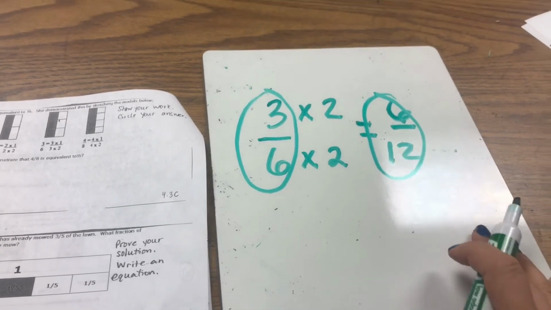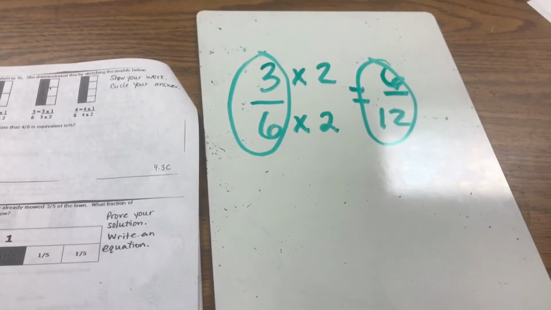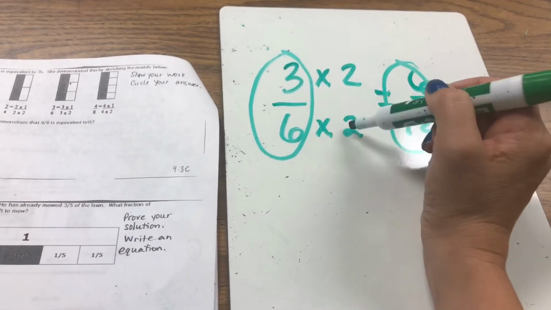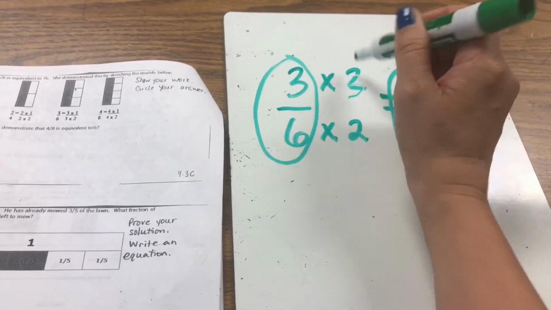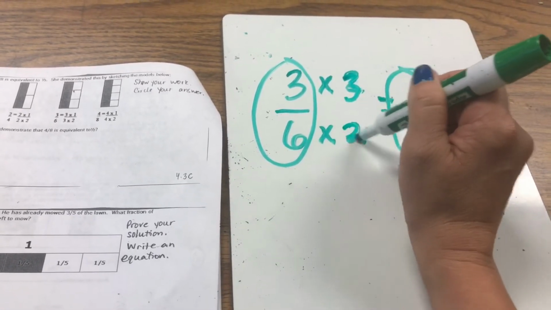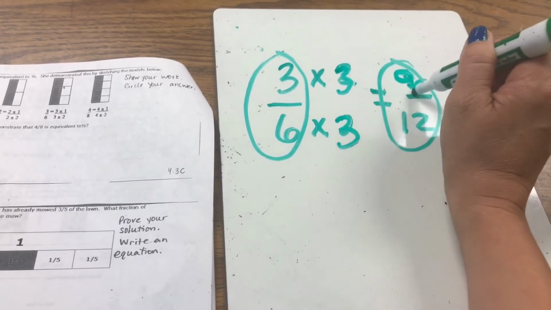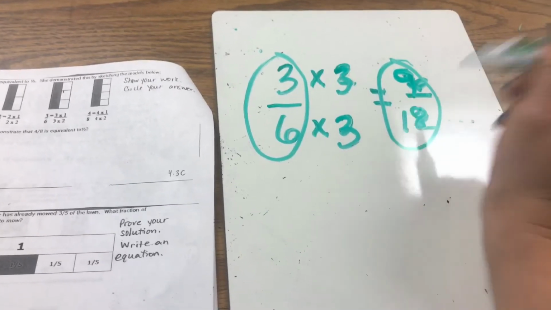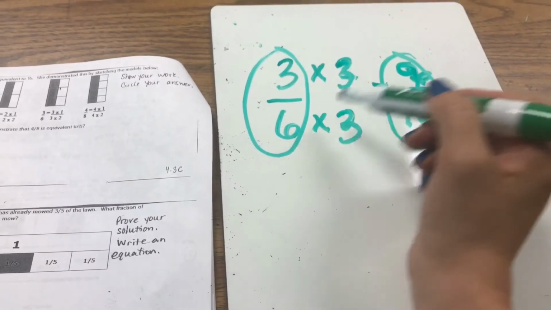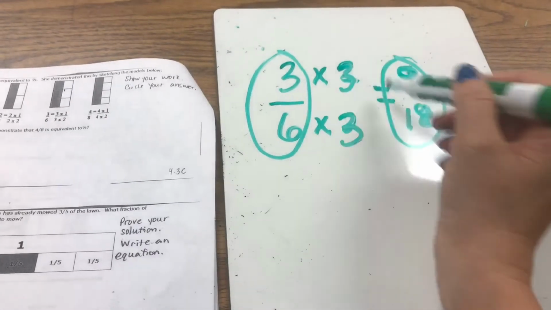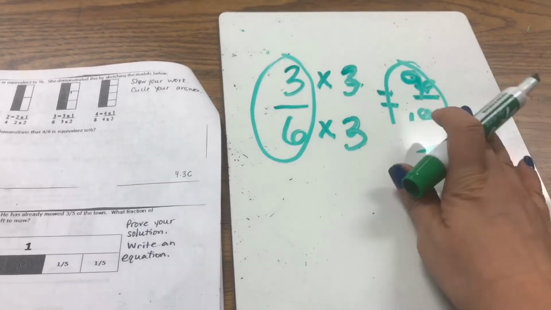Okay? But that would be using multiplication. I could multiply by any number. I could do times 3 and get 9/18. And that would mean that 3/6 is equivalent to 9/18. You can multiply by any number and generate an equivalent fraction.